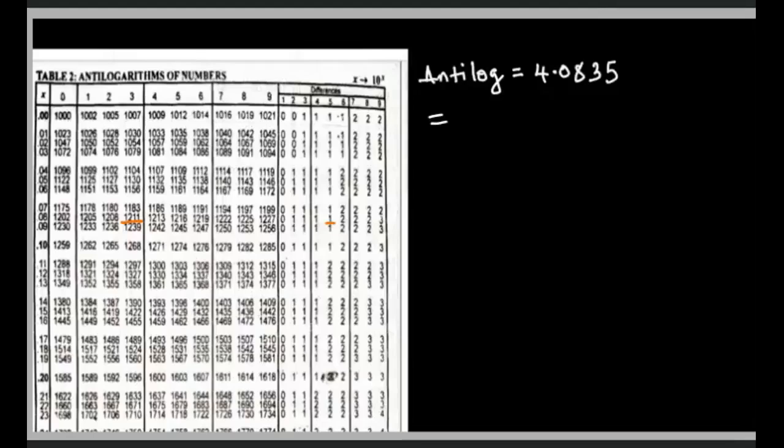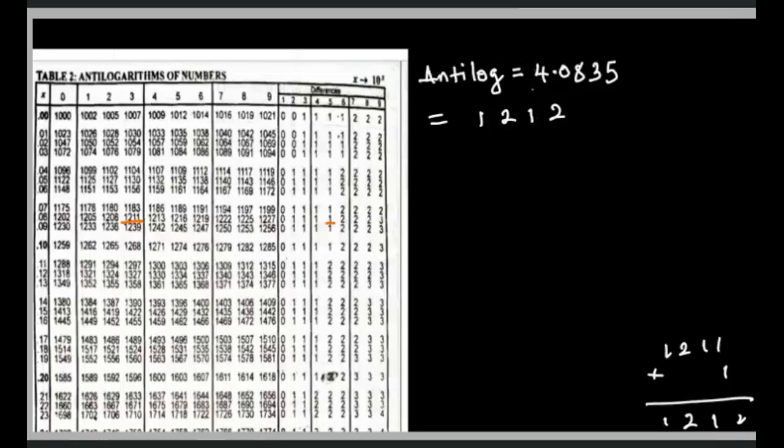So we've gotten our answer. 0.08 under 3, as we've seen, is 1211. Now the difference of 5 is still 1. So we have 1211 plus 1. That should be 1212. Now in this case, this is antilog, so be careful.